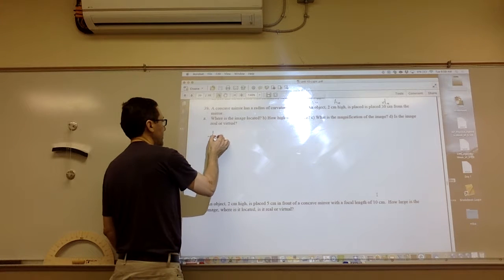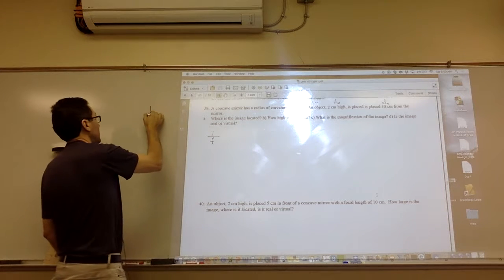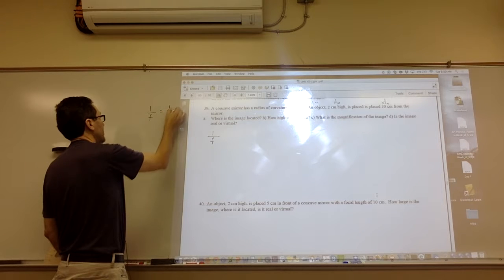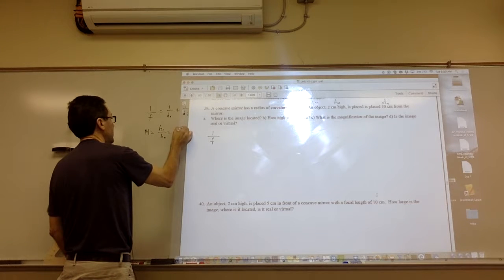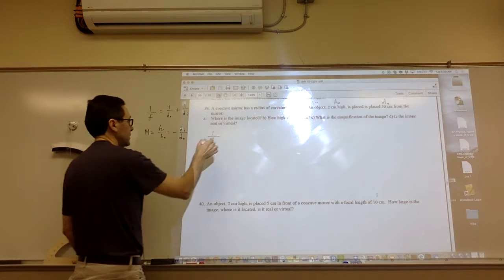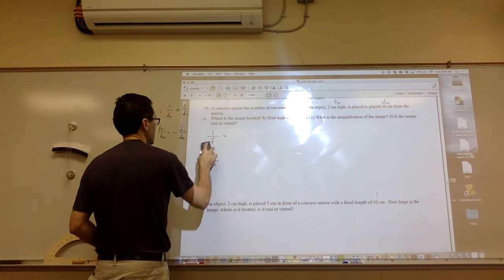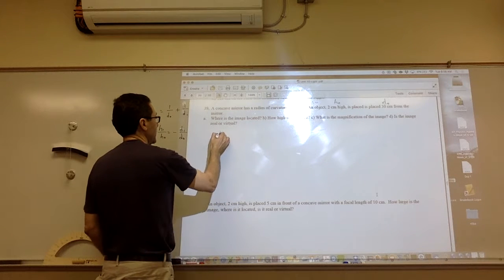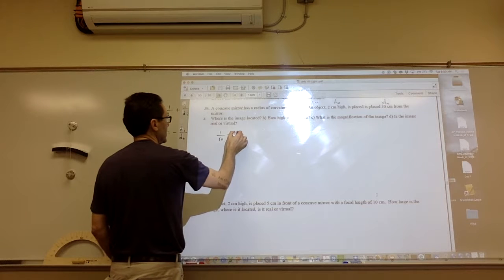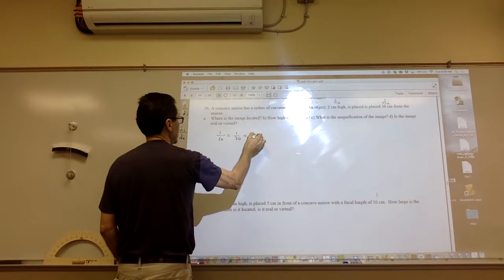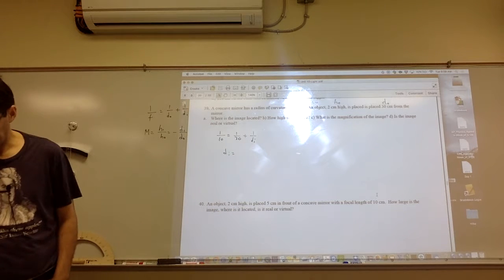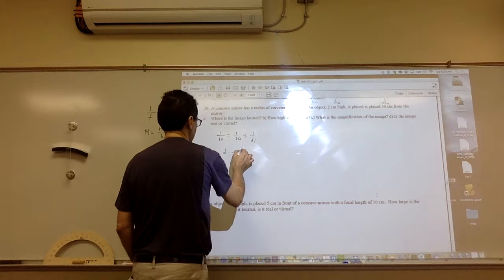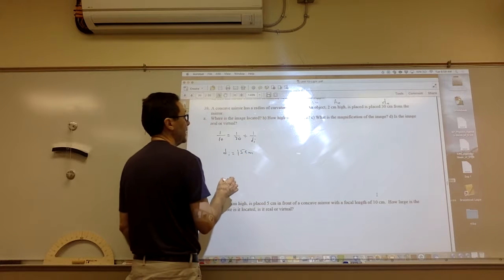So I'm going to write the formula here: 1 over F equals 1 over DO plus 1 over DI. And magnification is HI over HO, which is negative DI over DO. So I'll just do 1 over 10 equals 1 over 30 plus 1 over DI. So DI equals 15 centimeters.